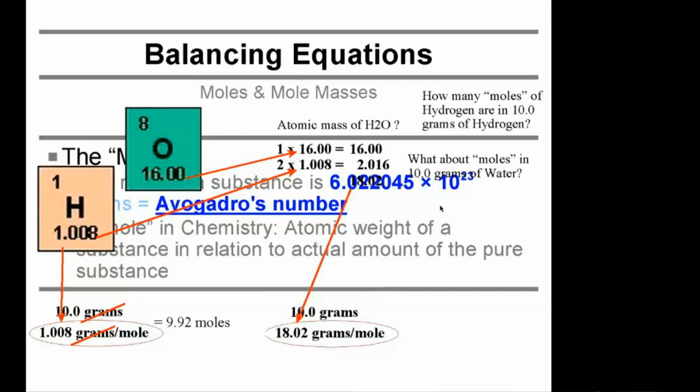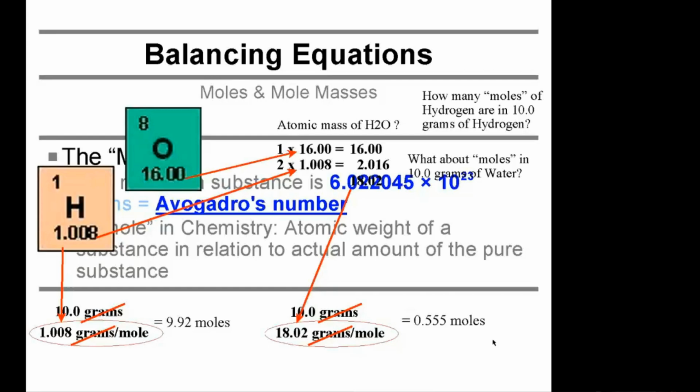Okay, so we can now play the same game. 10 grams divided by 18.02. This is grams per mole. This is what this number tells us. And what I'm getting is, of course, my grams cancel out, is now 0.55 moles. So you can see what happens. I have much less moles in 10 grams of water than I have in 10 grams of just hydrogen.